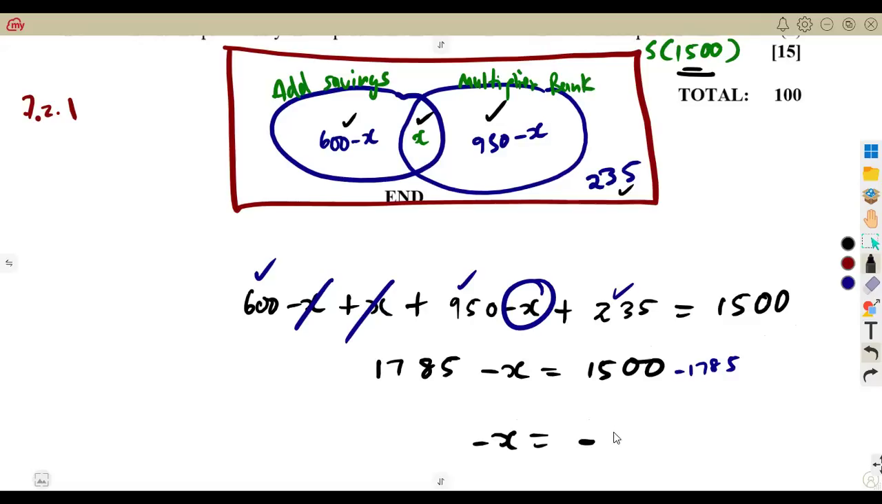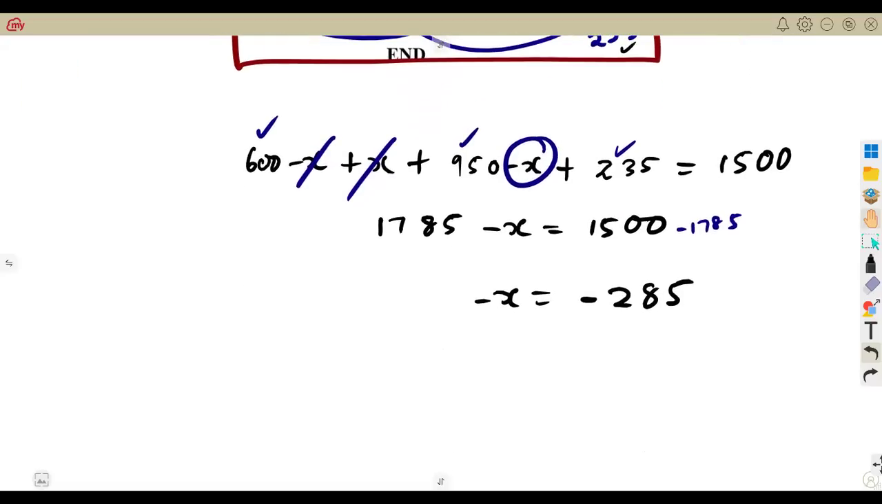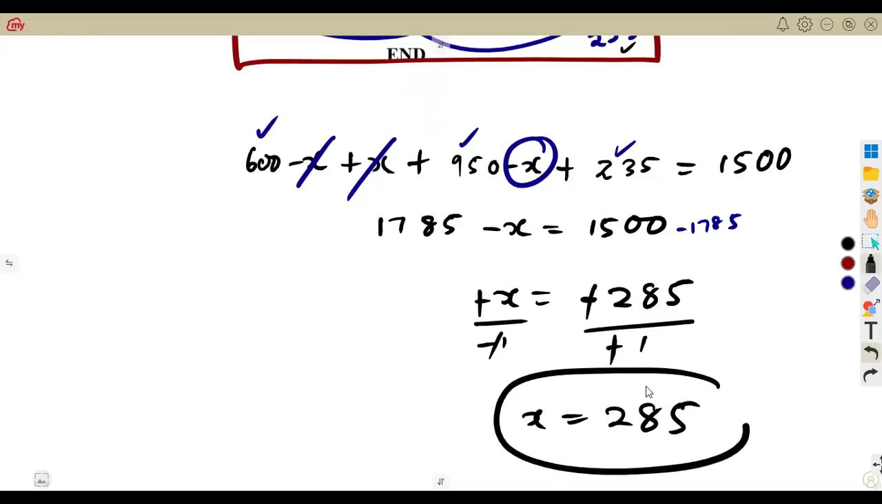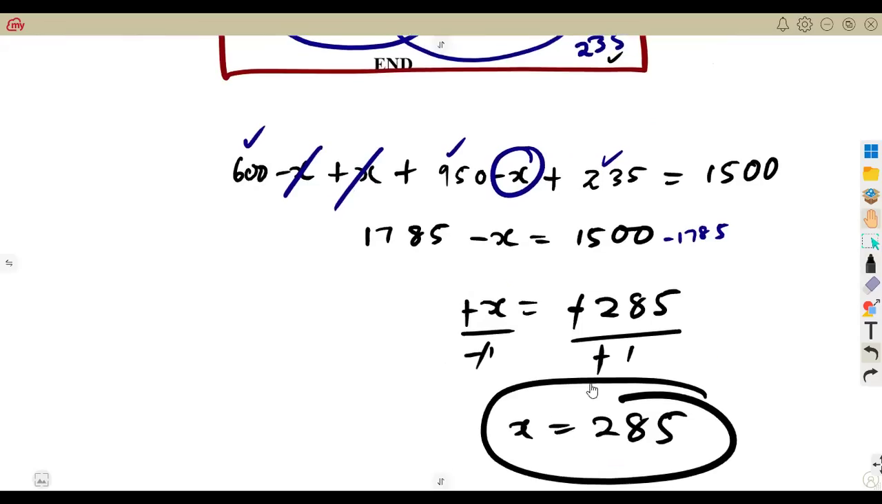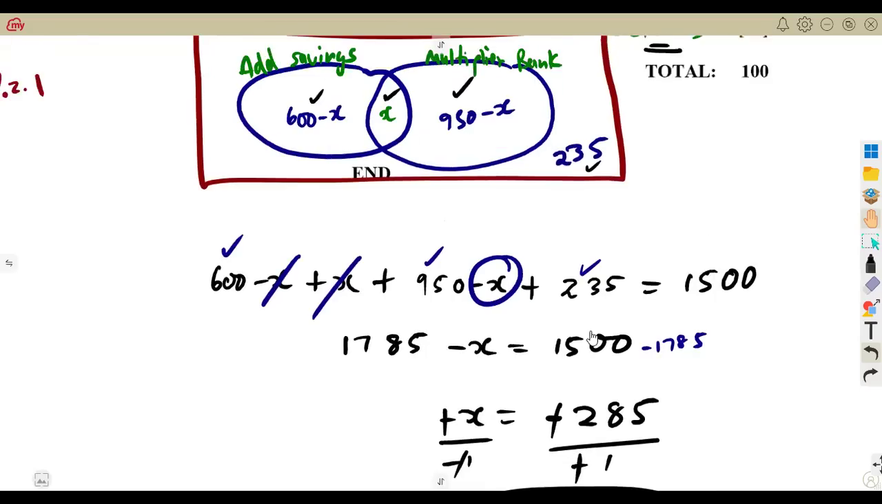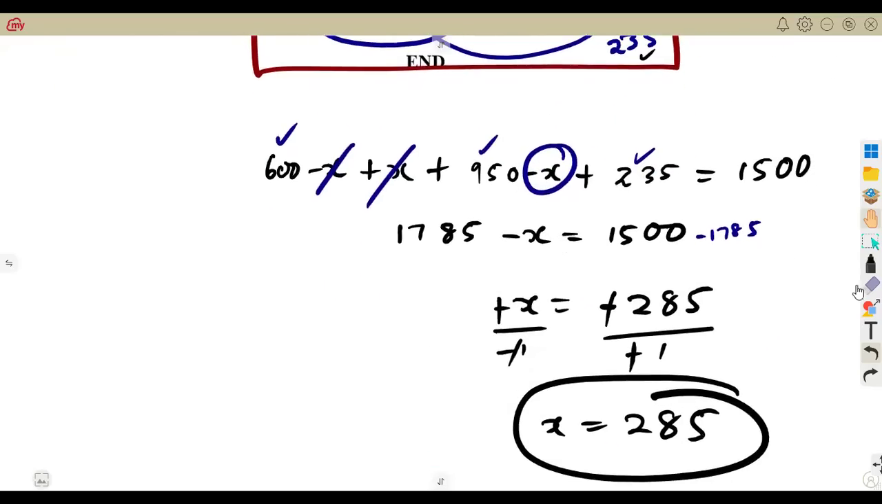That's by subtracting minus 285. So simply divide by minus 1. By minus 1, X was going to be a positive 285. So those ones who are using both banks, they are 285. So we can solve this part.